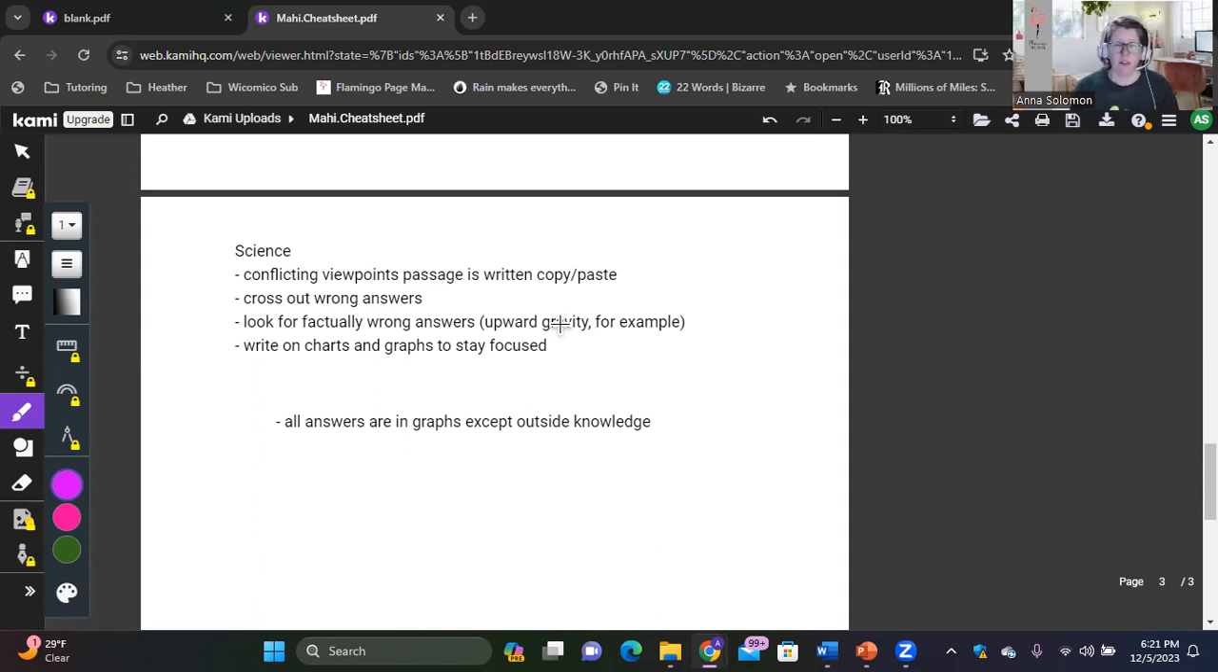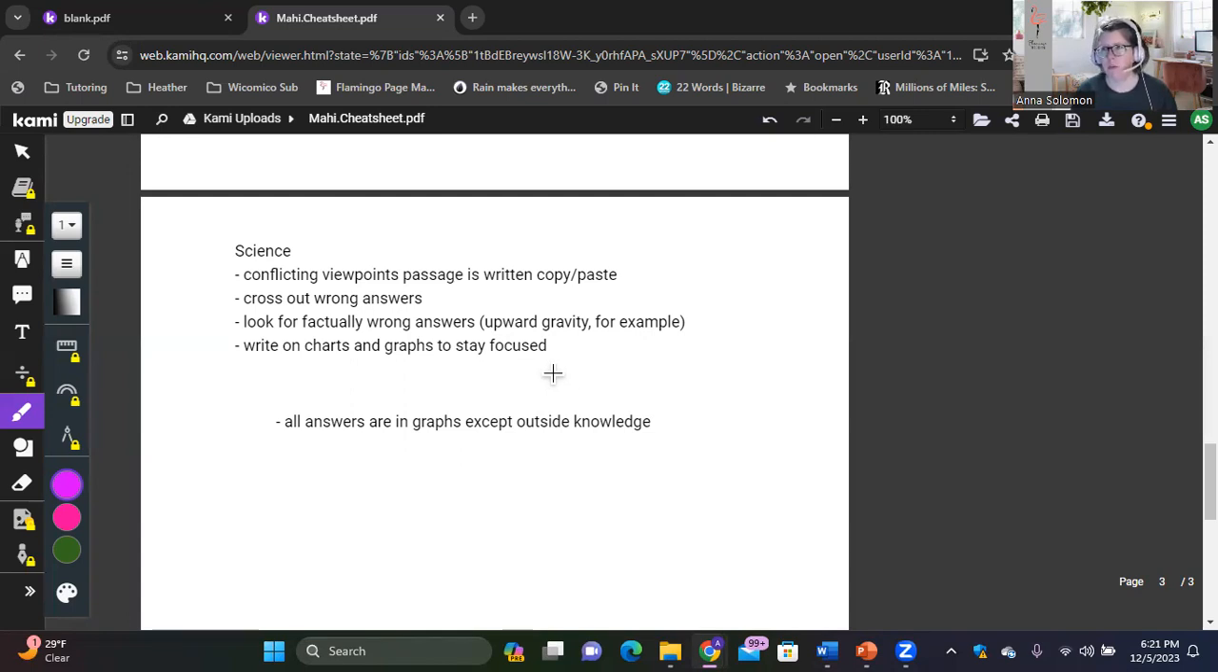So use that to your advantage. Again, crossing out wrong answers. Eyeball them, logic through them, cross things out. It helps your brain to have it physically crossed out in front of you. That way your brain does not have to continue to say B is not an option, B is not an option. Take it easy on your brain whenever you can. Look for factually wrong answers. This is a good one. Sometimes we can get caught up in, where do we find the proof? Where is this in the passage? But you can also, if it's scientifically incorrect, it's wrong. So the example I have here is from a test we did that talked about upward gravity. That's not a thing.